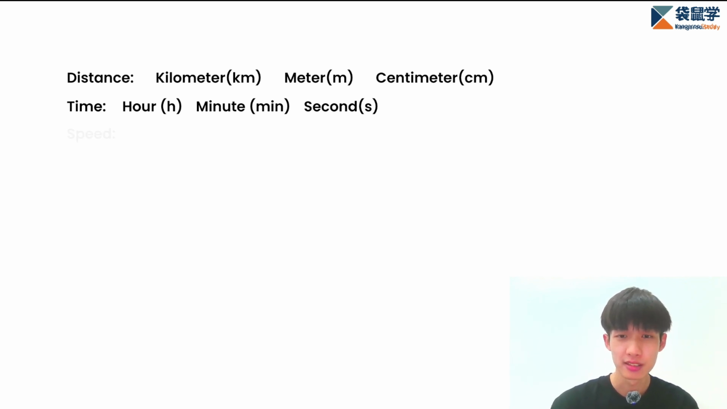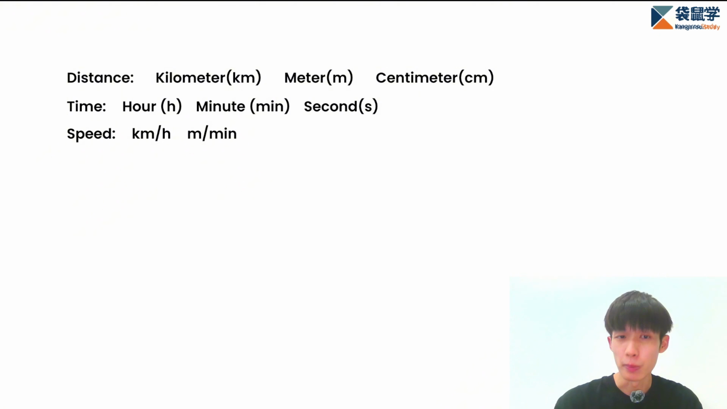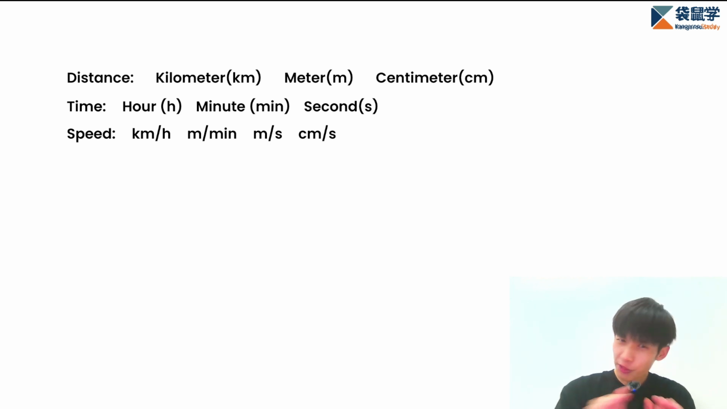How about the speed? The most commonly used are kilometers per hour, meters per minute, meters per second, and the fourth one is centimeters per second. These four are the common ones, but actually we have more units for speed.